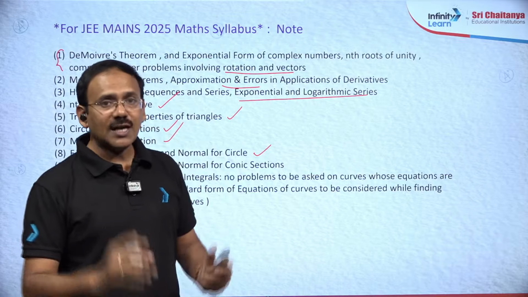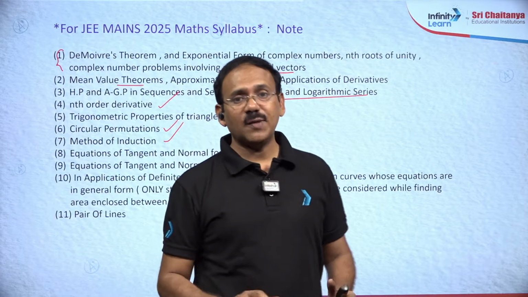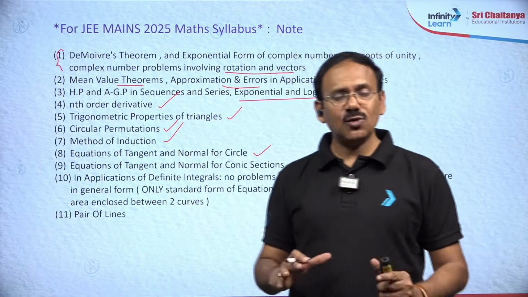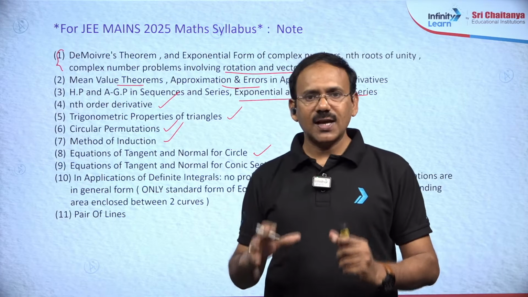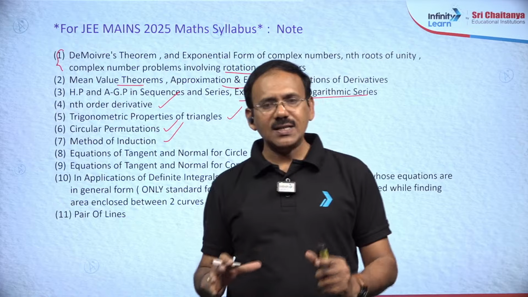Okay friends, so that's all about the JEE Main 2025 mathematics syllabus, dear friends. So with respect to math, even 70 marks, 80 marks will also give you 99 percentile.